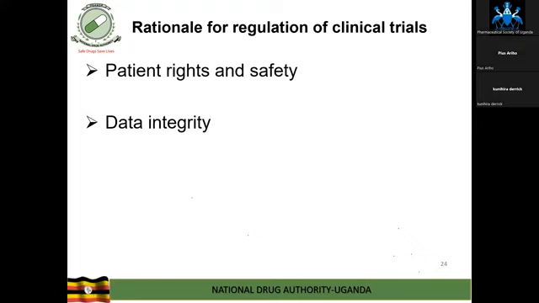So the regulator comes in to ensure that the patient's rights and safety are taken care of. And then the second thing is data integrity. What we're trying to avoid here is someone going out and cooking results in their room, and they come and present the results that this product actually works.